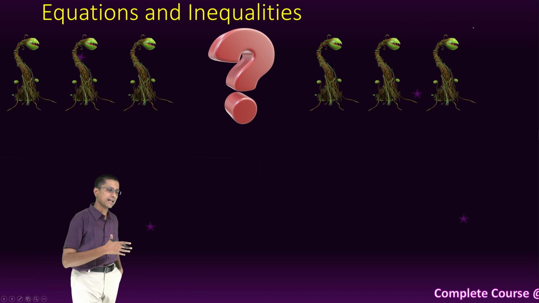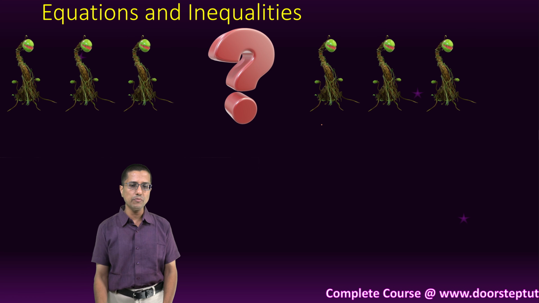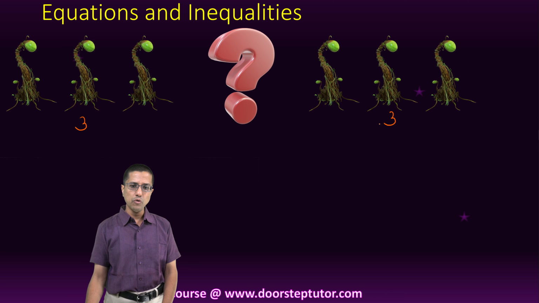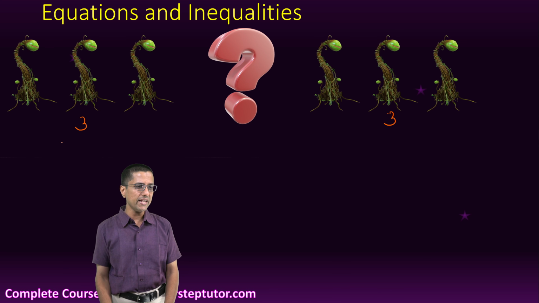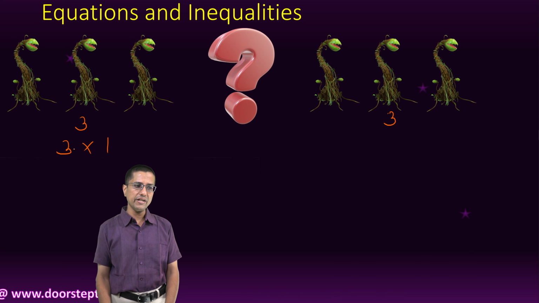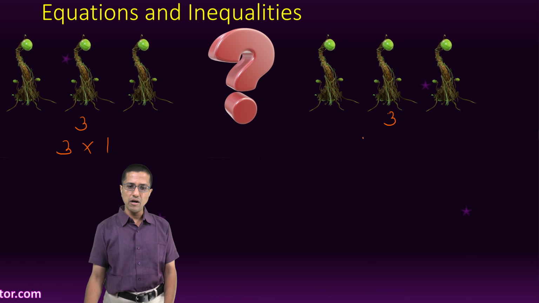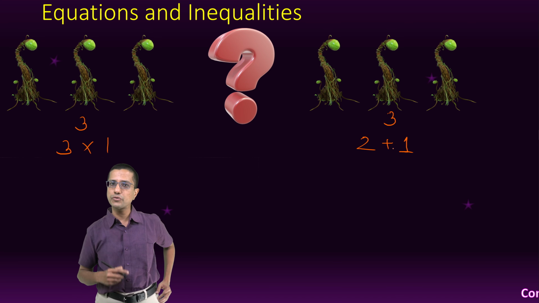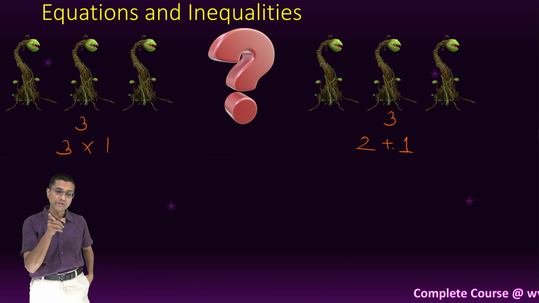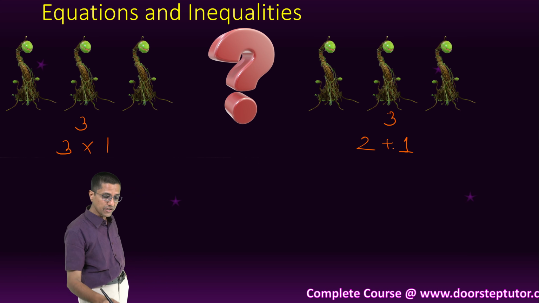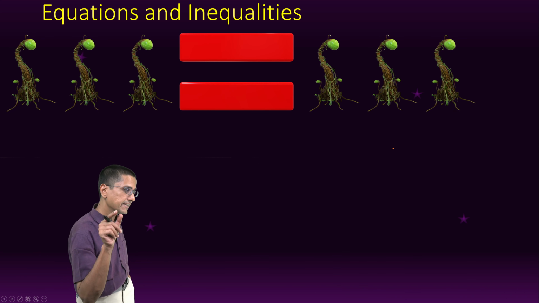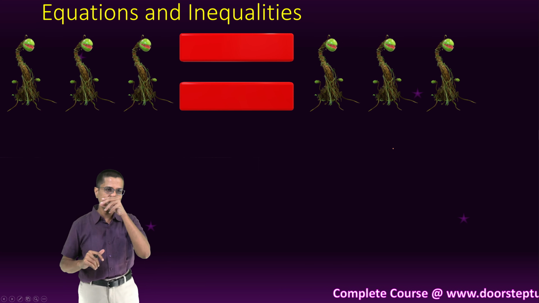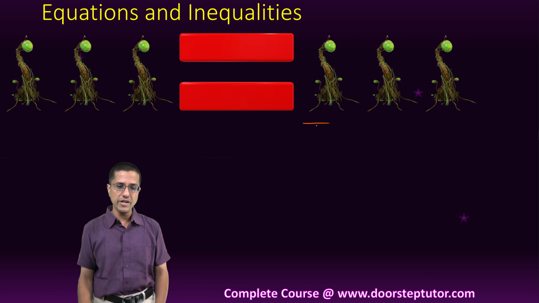For example, here I have a certain number of trees on both sides of this question mark. Of course, we know that there are 3 trees. No matter how I got these 3 trees, I could have gotten them by doing 3 into 1, or I could have gotten them by having 2 trees and then planting one more. So I would do 2 plus 1 in that case. No matter how I got that number 3, the relationship between these two sides is that of equality. There are equal number of trees on both the sides, and this is known as an equation.